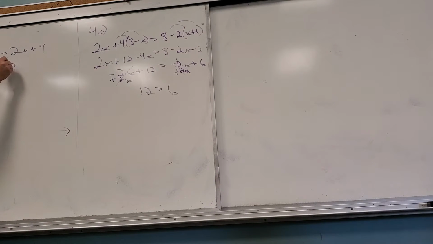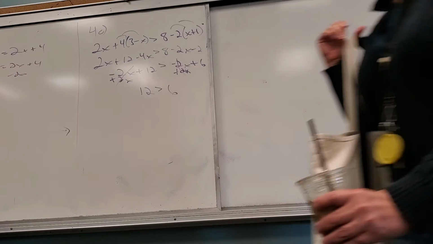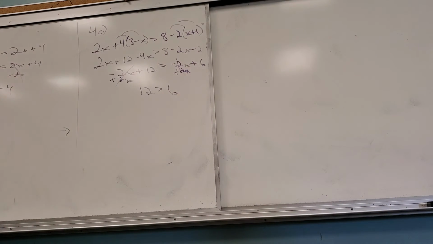2x plus 4 equals 2x plus 4. The x's cancel. I get 4 equals 4. What would the answer be? All real numbers. Why? Because that is always true.